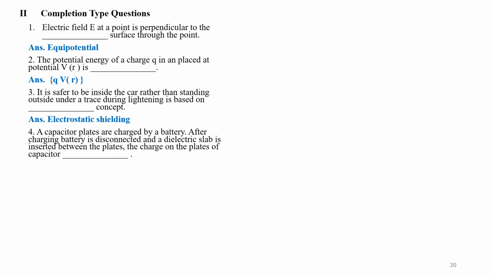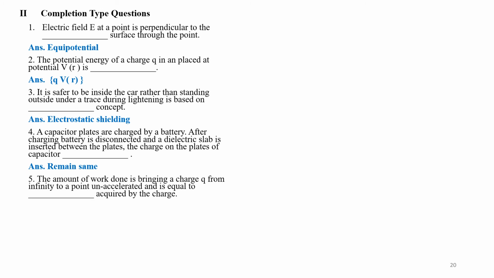Question number 4. A capacitor's plates are charged by a battery. After charging, the battery is disconnected and a dielectric slab is inserted between the plates. The charge on the plates of the capacitor remains the same. The amount of work done in bringing a charge from infinity to a point in an electric field is equal to the electrostatic potential energy. Work done is nothing but electrostatic potential energy.